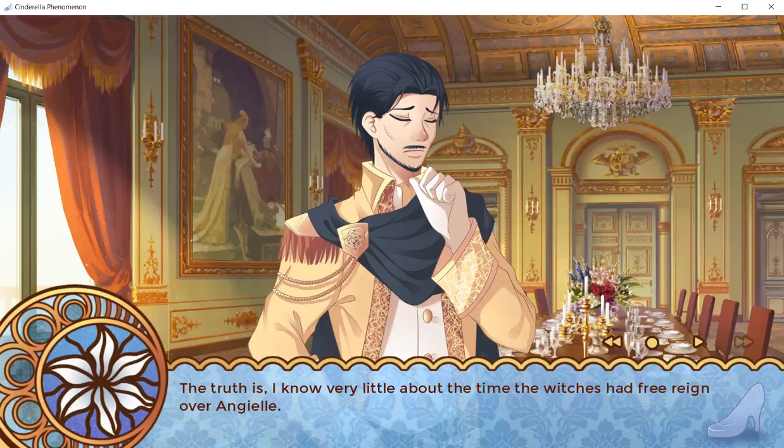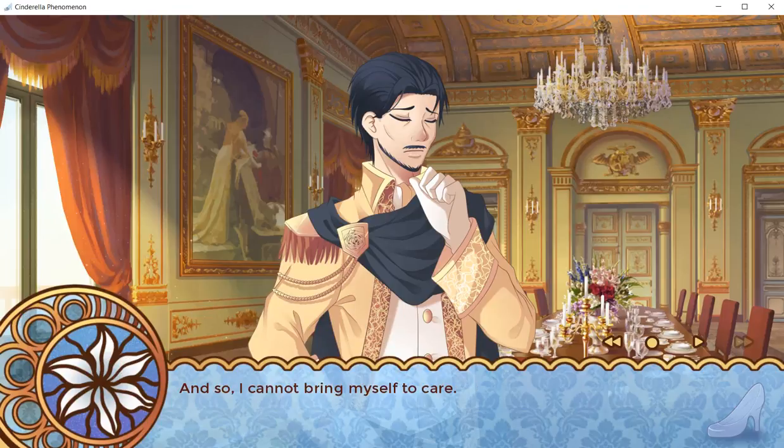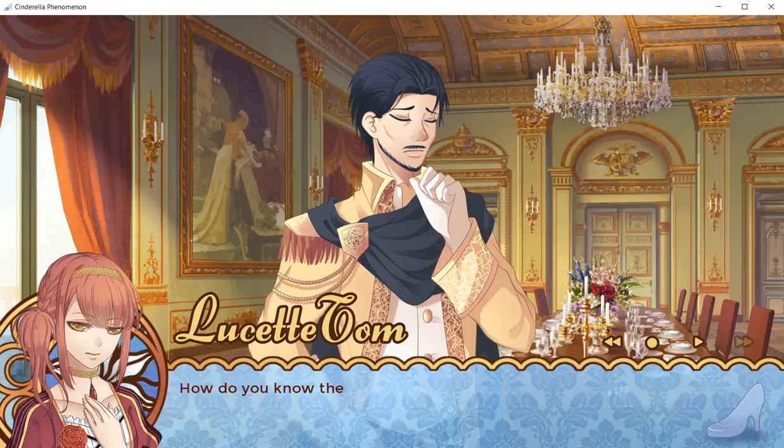The truth is, I know very little about the time the witches had free reign over Angiel. I was very young then, and Mother forbade me to leave the palace, sometimes even my room. I know nothing of the people's supposed pain and suffering. Mother kept me away from everyone. And so I cannot bring myself to care.